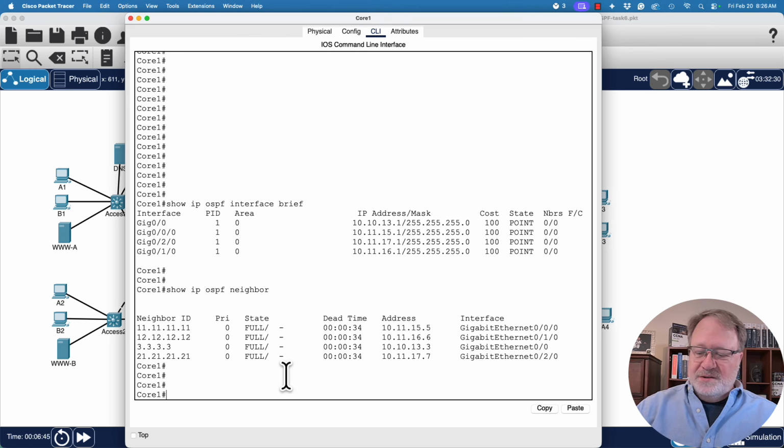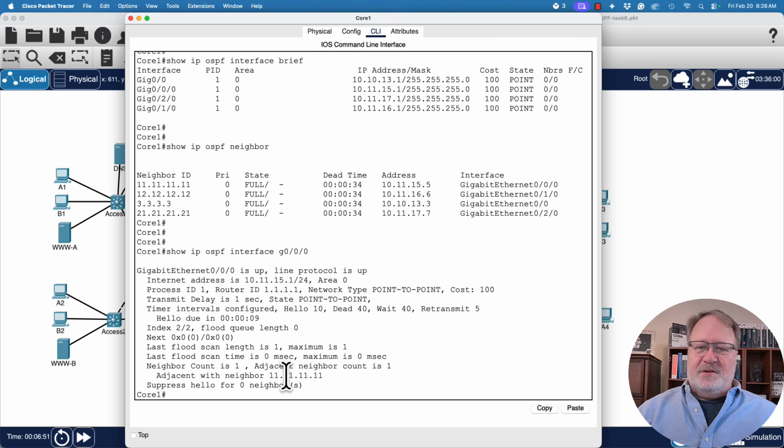Then last one, show IP OSPF interface, and we give it one of the physical interfaces, like this WAN interface, gig 0/0/0. If you look a few lines down, you see network type point-to-point. That's another way to confirm the network type on an interface.